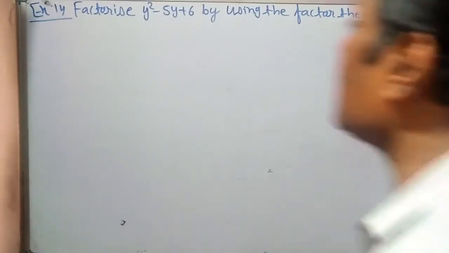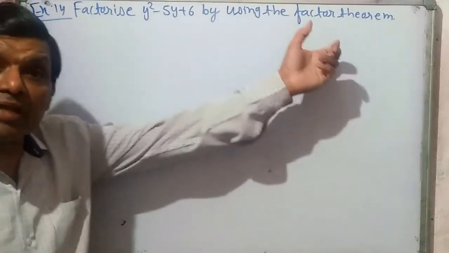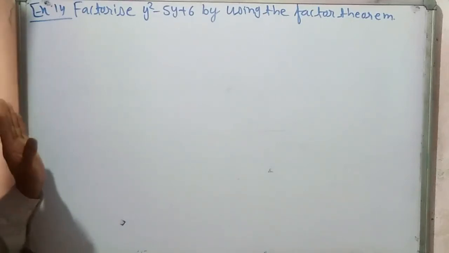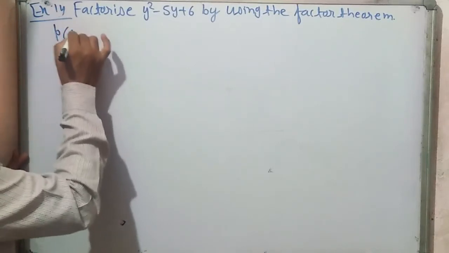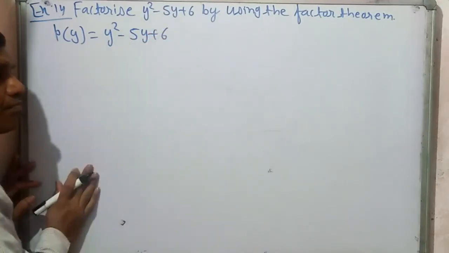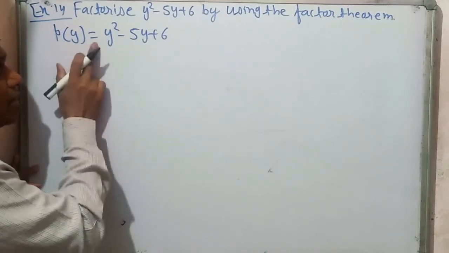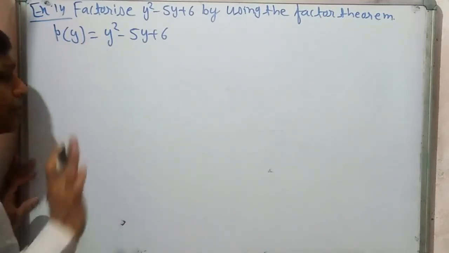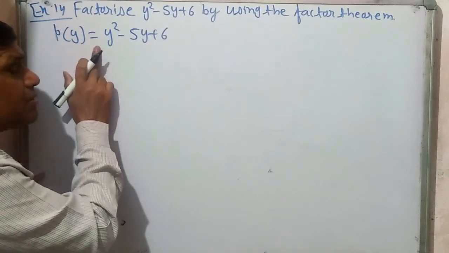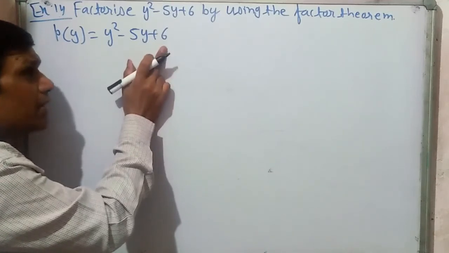Dear students, example number 14 is: factorize y² − 5y + 6 by using the factor theorem only. Now we don't have to use the splitting the middle term method. That means the polynomial in y is y² − 5y + 6. Here I will give you a golden rule. Whenever the coefficient of the highest degree term is 1, take the constant number and find out all its factors.